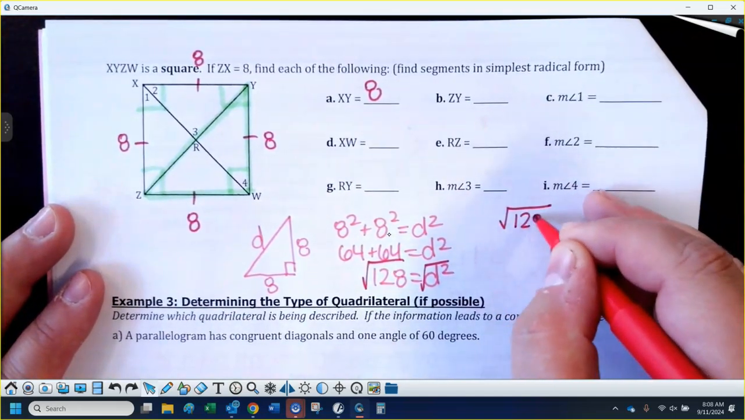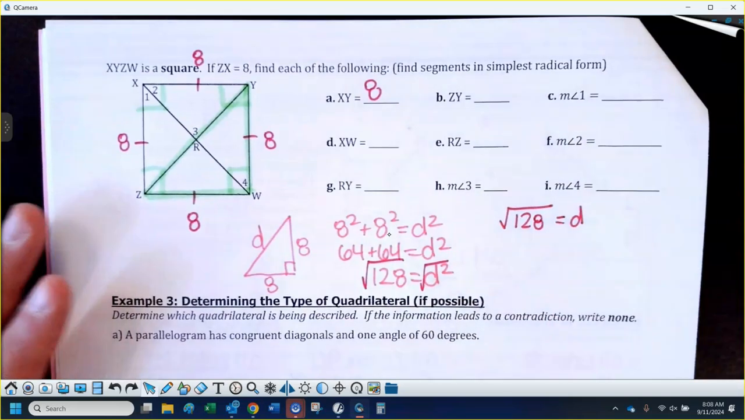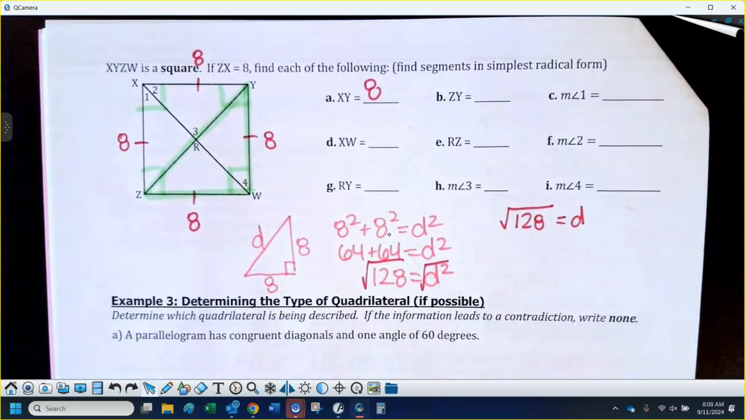How do you guys like to break down a square root to simplest radical form? Do we like to do factor tree? You want to find the biggest perfect square? Does that sound familiar? I think it's the biggest perfect square, but that's just an opinion. Do you know the biggest perfect square that'll go into that? No. Okay. I'll show you a couple ways to do this.